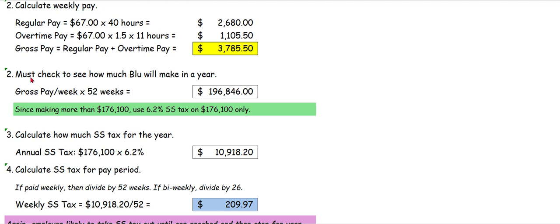Now what we must do is check to see how much Blue will make in a year to see if Blue exceeds the $176,100. So $37,855 times 52 weeks yields this number. Since making more than $176,100, we use 6.2% tax on only $176,100. It caps at that.